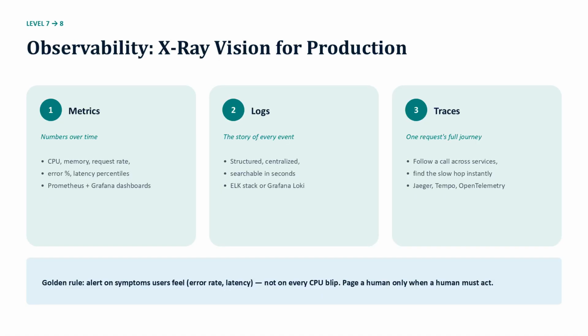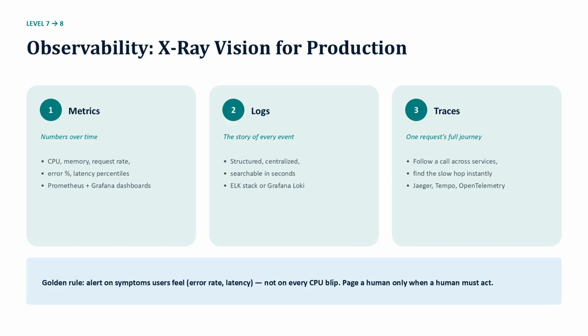You've shipped to production, but is it actually working? Observability gives you X-ray vision, built on 3 pillars. Metrics are numbers over time, request rate, error percentage, latency. Prometheus collects them and Grafana turns them into dashboards.